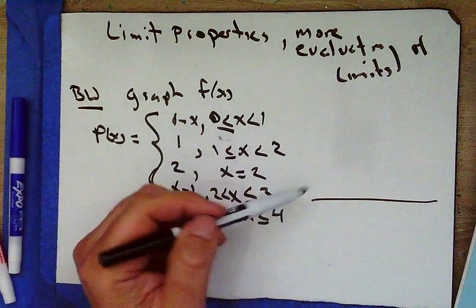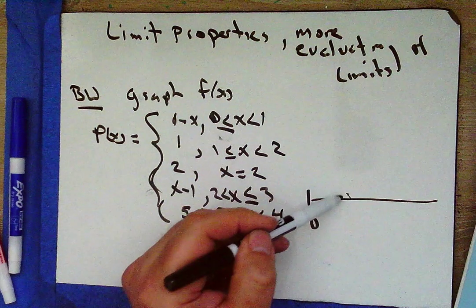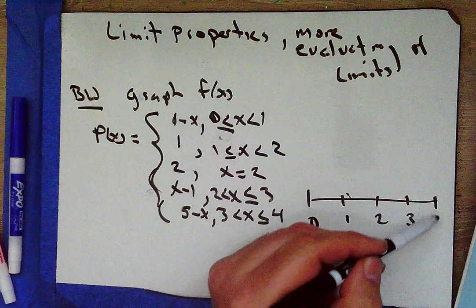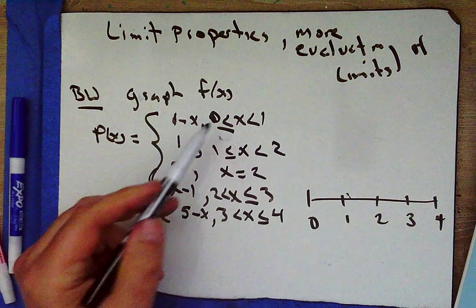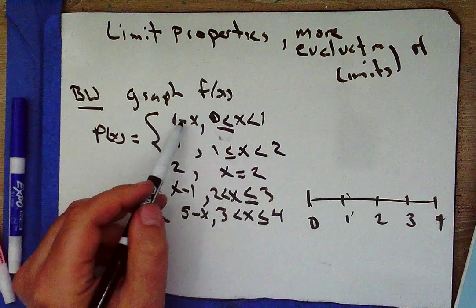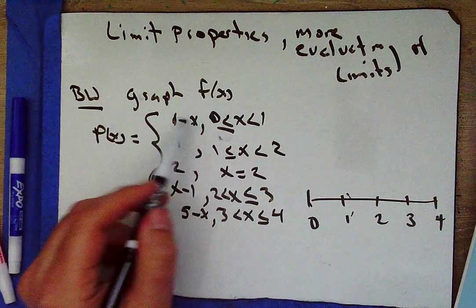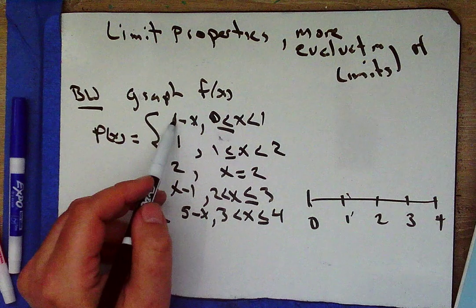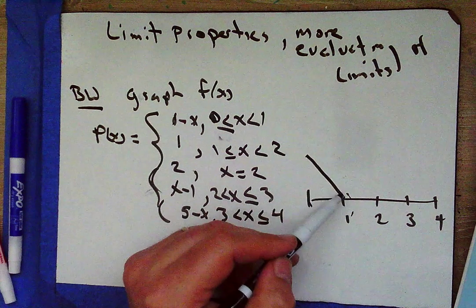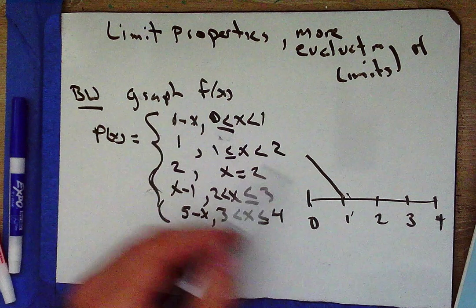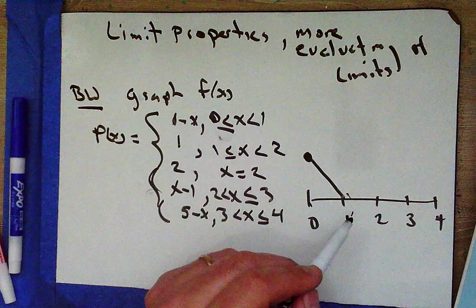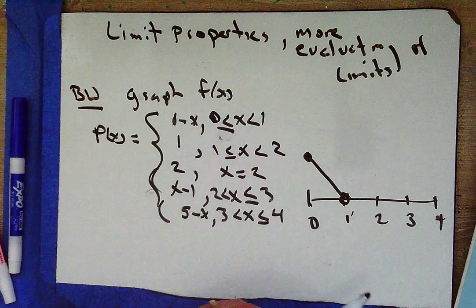Welcome back. So here's 0, here's 1, here's 2, here's 3, here's 4. So we're going from 0 to 4. So from 0 to 1, it looks like this line with a slope of -1 and a y value of 1. I believe that's it. If I plug in a 1, I get 0. If I plug in a 0, I get 1. That's a closed circle there and an open circle there.